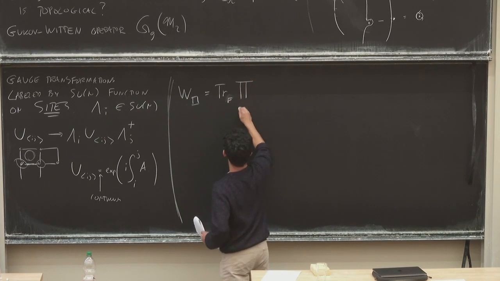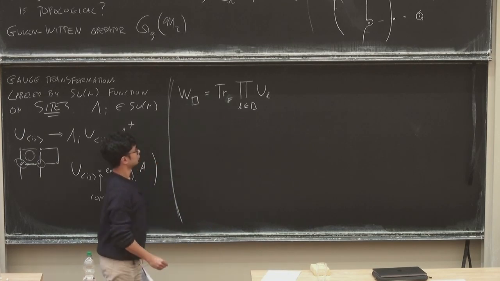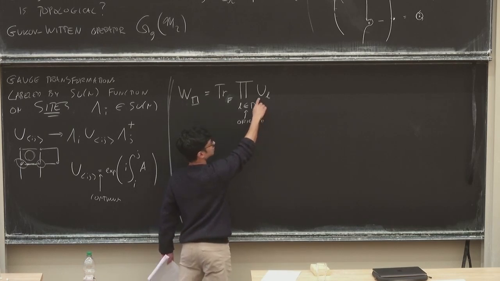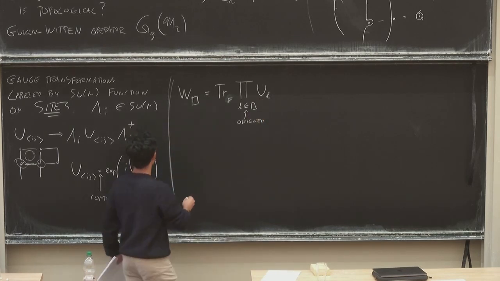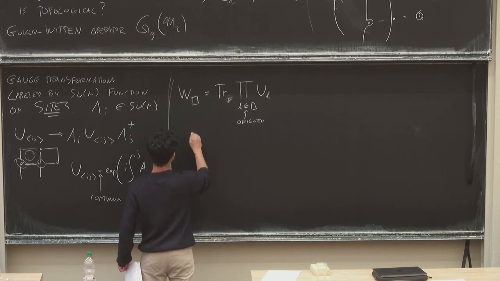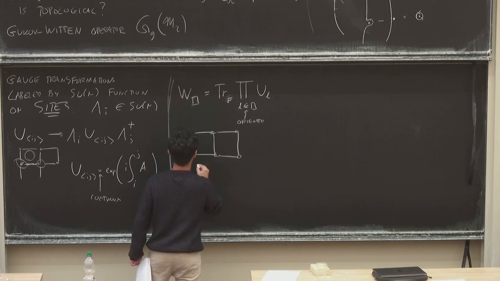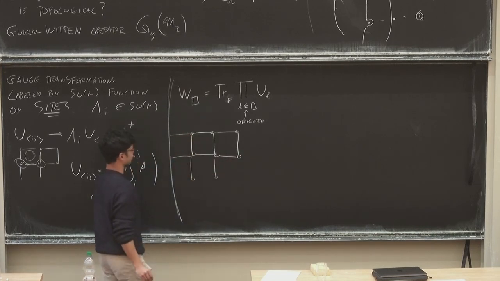Of a product of all the links living in the plaquette, U sub L. And here, this product is taken in an oriented manner, which means that sometimes you take U and sometimes you take U dagger, depending on how you're going around the plaquette. So again, let me draw a picture of this. I'm drawing the lattice over and over again, but I guess it's okay. It'll get too cluttered otherwise.